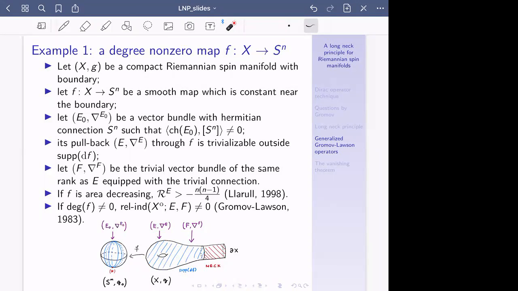And moreover, in this specific case, I can pick the bundle E0 with connection in such a way that I also know what is the R endomorphism of the pullback bundle. The R endomorphism of F is just zero because it's trivial. And moreover, I also know that if the degree of the map F is non-zero, then the relative index is non-zero. This is the result of Gromov-Lawson.